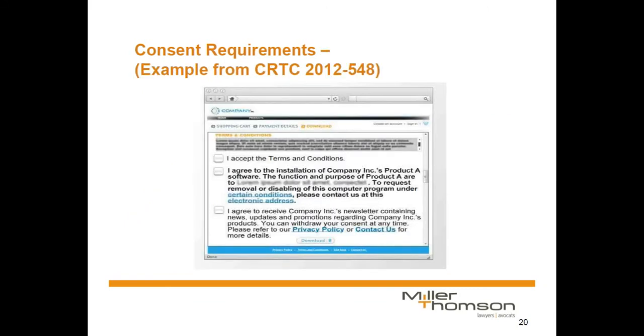From the guidelines produced by Industry Canada, here's an example. If this was on your smart device, and you were buying a t-shirt online from a shop, there might be a box to accept the terms and conditions of the sale. Then you might get an agreement to download their software for their loyalty program or to receive future communications about their t-shirt sales. And you would also have your privacy policy.